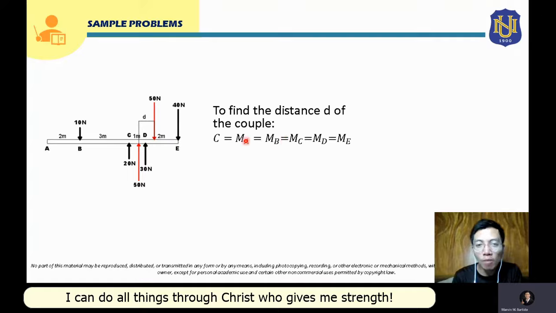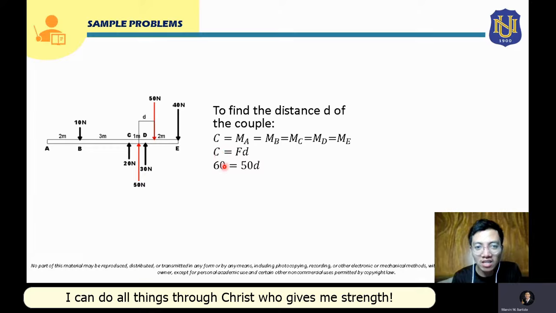So again, your couple here will be equal to all the moments. Since all the moments here are all equal, it will be the magnitude and direction of your moment. And the formula for your couple will be equal to F times d. We already know the magnitude and direction of our couple, and our force F here will be 50 Newton. These two forces are equal and they are both 50 Newton, and that will be the value for F, 50 Newton, and the distance d is the unknown.